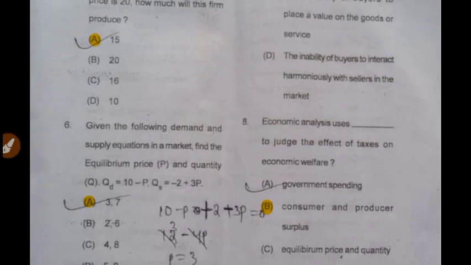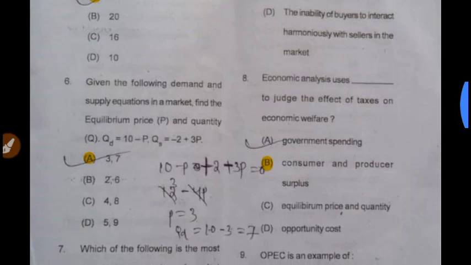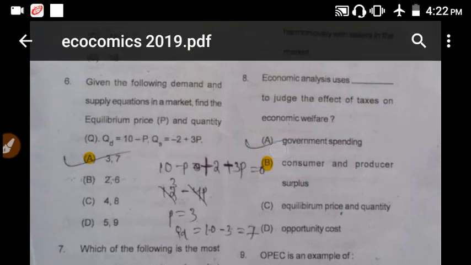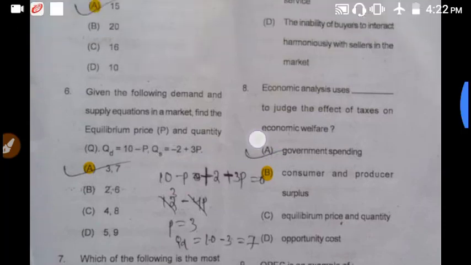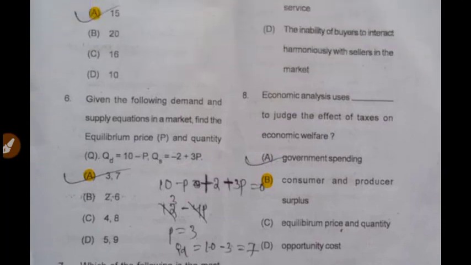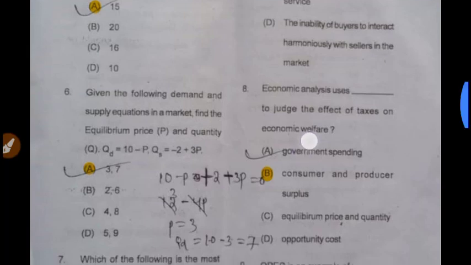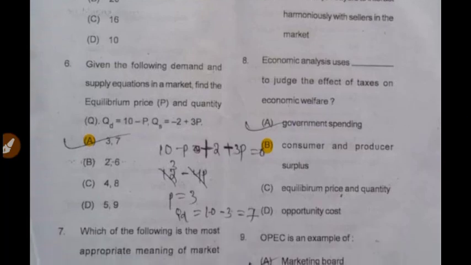The next question is to calculate the price and quantity. Here is the demand equation and here is the supply equation. Just equate these, then calculate the p value. Then substitute the p value in the supply equation or demand equation, and we will get the quantity. Here the equilibrium quantity is 3 and the price is 7.